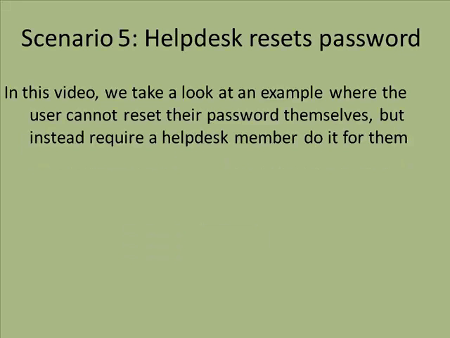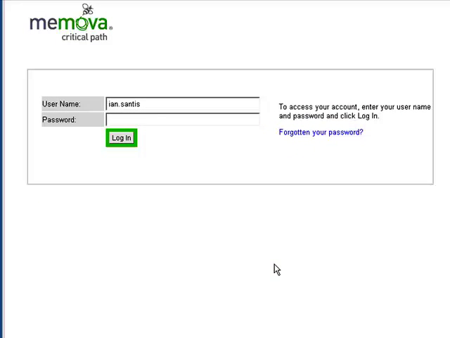The fifth and final scenario shows us what happens when a user is unable to reset their password for themselves. This may be because they have, for example, not got access to the email address configured anymore, or because they may have forgotten the answer they gave to the security questions. In this case, we're going to log in as a Helpdesk user.